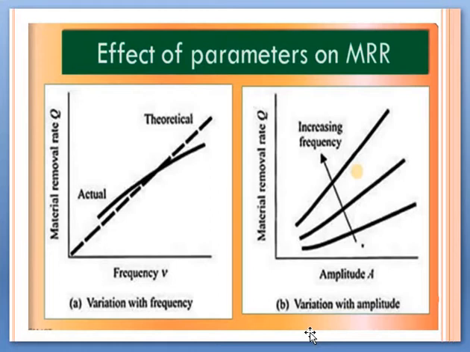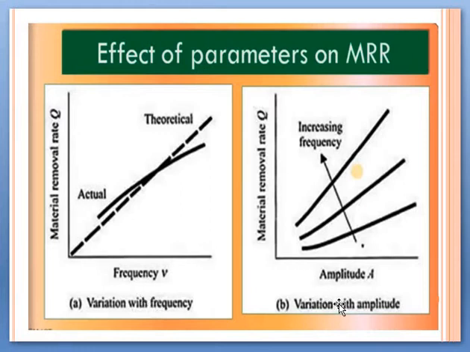Now there are certain effects of process parameters on material removal rate. If we consider the first parameter, that is the frequency, its effect on material removal rate: theoretically, as frequency goes on increasing, the material removal rate goes on increasing. But in actual practice, up to a certain extent it will be linear. After that, as we increase the frequency, the material removal rate may fall down. This is the first parameter, the frequency, and its effect on material removal rate.